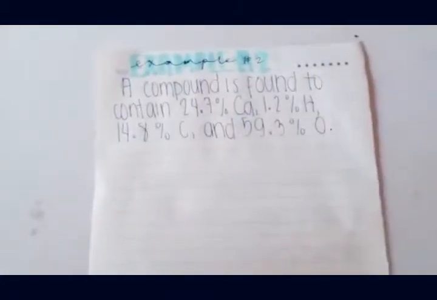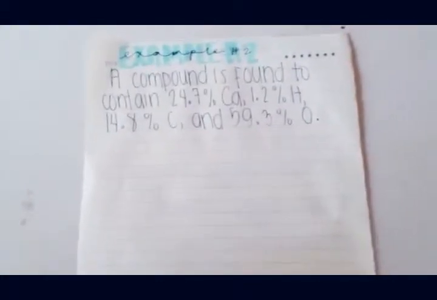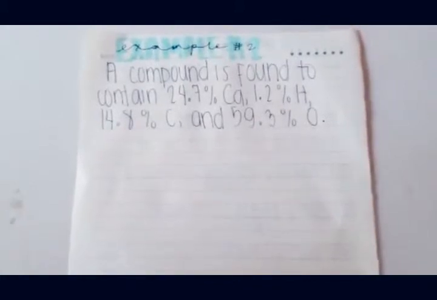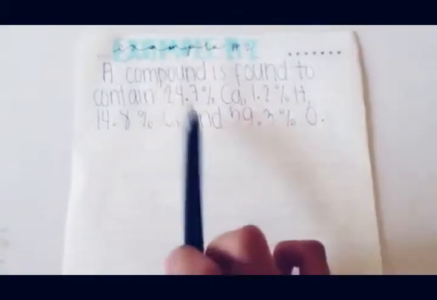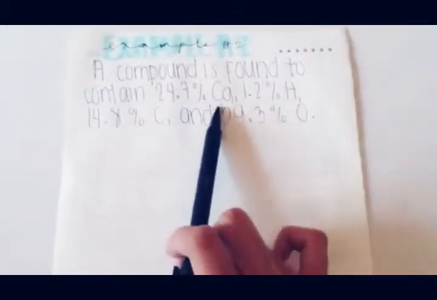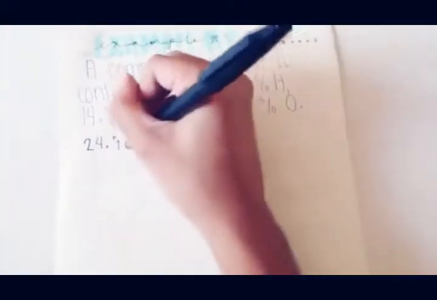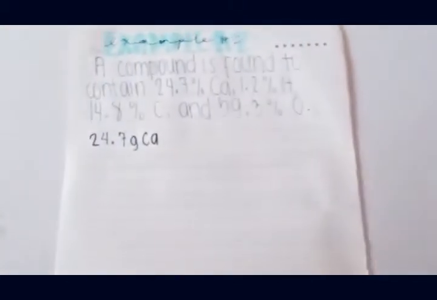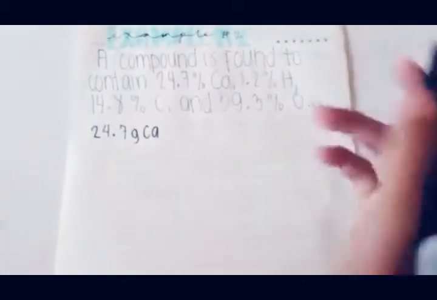Here is another example. A compound is found to contain 24.7% calcium, 1.2% hydrogen, 14.8% carbon, and 59.3% oxygen. What is the empirical formula of the compound? So first, like the first example, we have to write the first given element, and that is the calcium. So we have to write it down, 24.7 calcium. Note that we have to convert the percent to grams so that we have units.